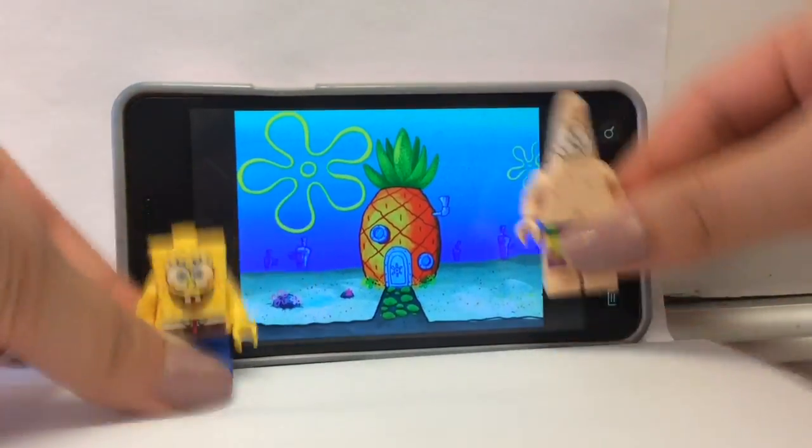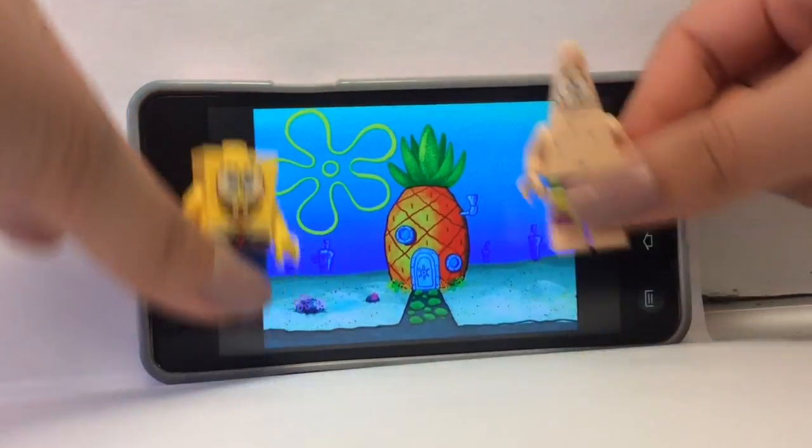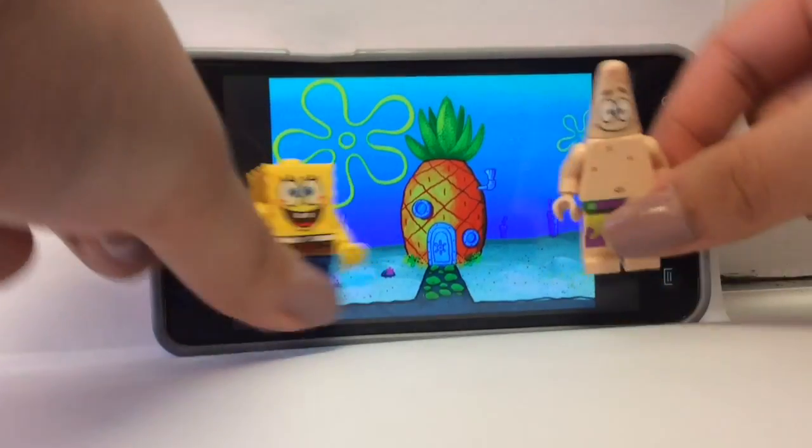Who lives in a pineapple under the sea? SpongeBob SquarePants! Absorbent and yellow and porous is he. SpongeBob SquarePants!